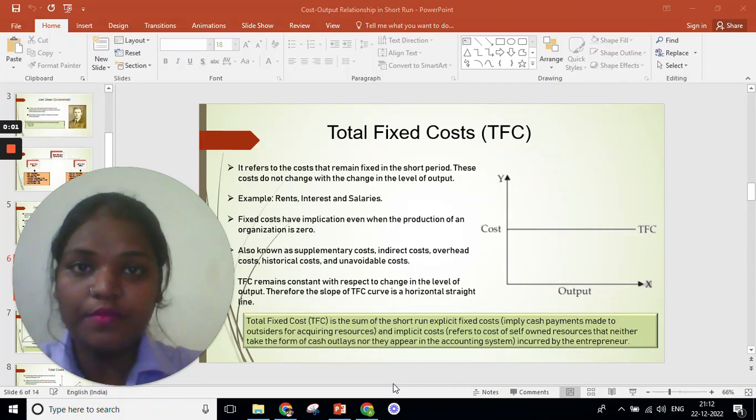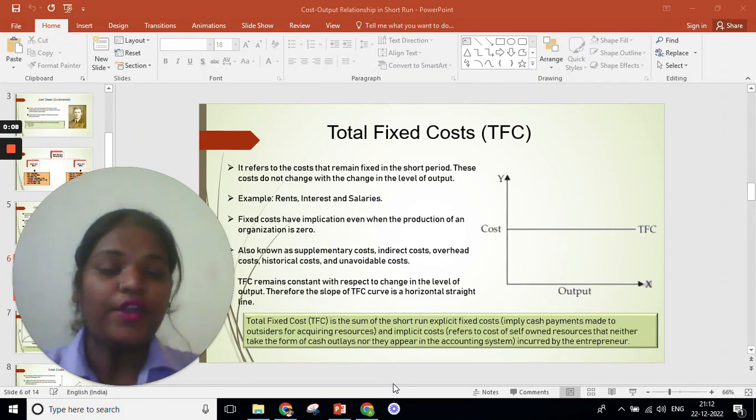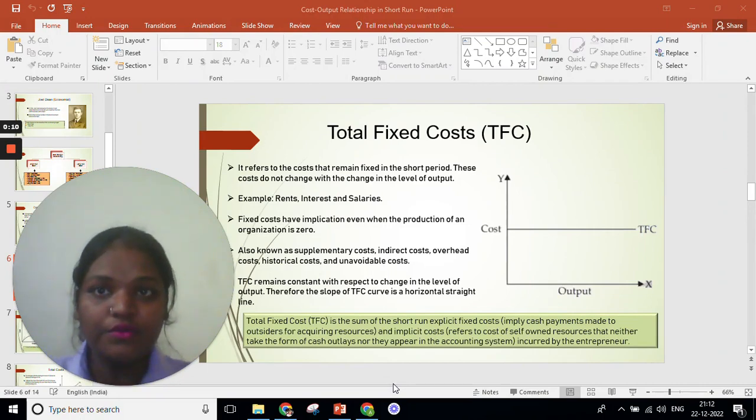The first concept is total fixed cost. The name itself suggests that it remains fixed, which cannot be changed. Whatever the units are, that cannot be changed. That means the cost which will not change in spite of a change in the production of units is what fixed cost is. Examples: rents, interest, and salaries.